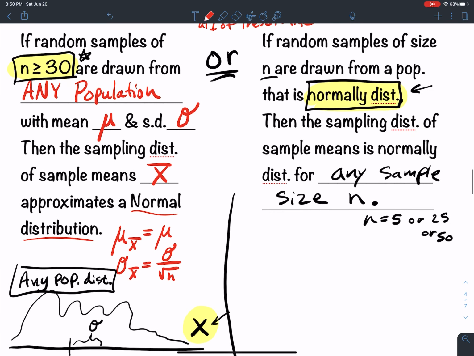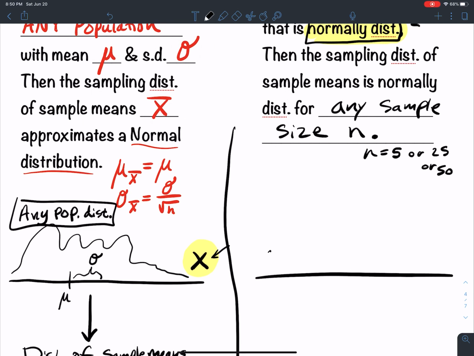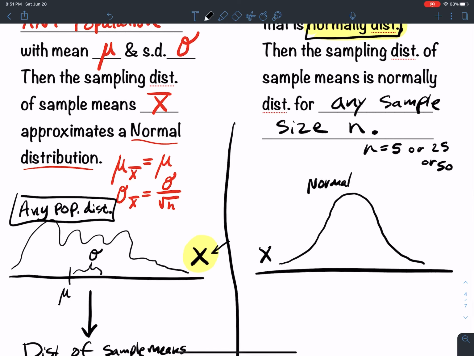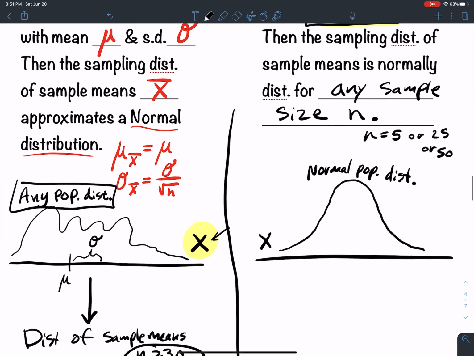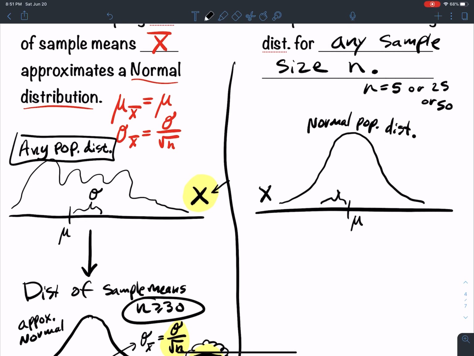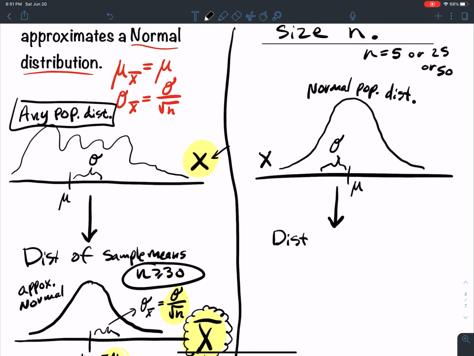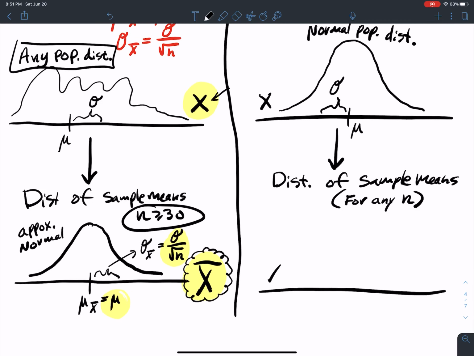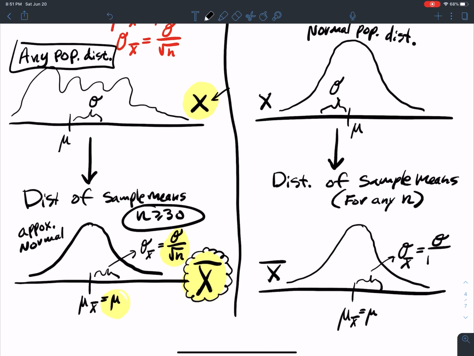Okay? So if the population is normally distributed, meaning I have some population and I know it comes from a normal distribution, the normal population distribution, and it has some mu and some sigma for my standard deviation, then whenever I take sample means, the distribution of sample means for any n is still going to be a normal distribution, where the mean of the sample means is the mean and the standard deviation of the sample means is the standard deviation over the square root of n. Okay?